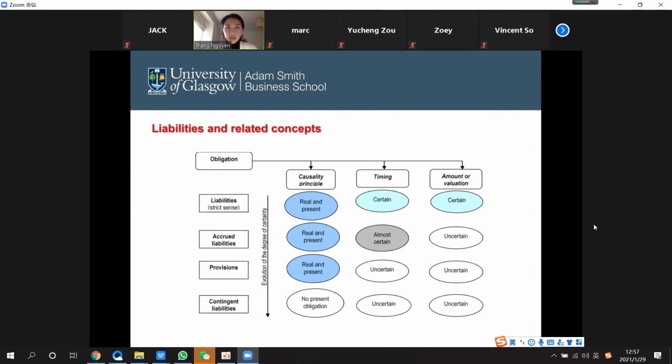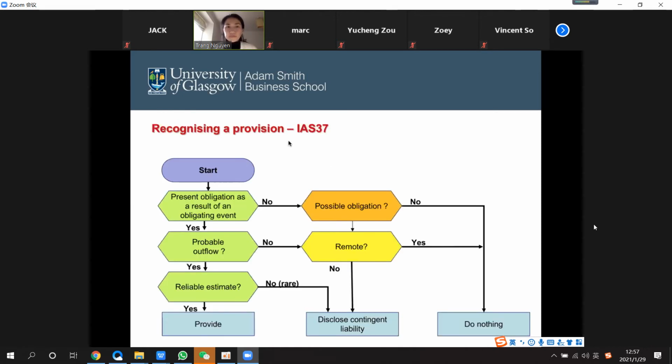But a contingent liability is no present obligation. It's just a guess. Oh, we received something, but we don't know whether it's happened or not. So it's just no present obligation. But if we think that it may happen, we need to note it in the financial statements. So that is the summary of provisions and contingent liabilities.